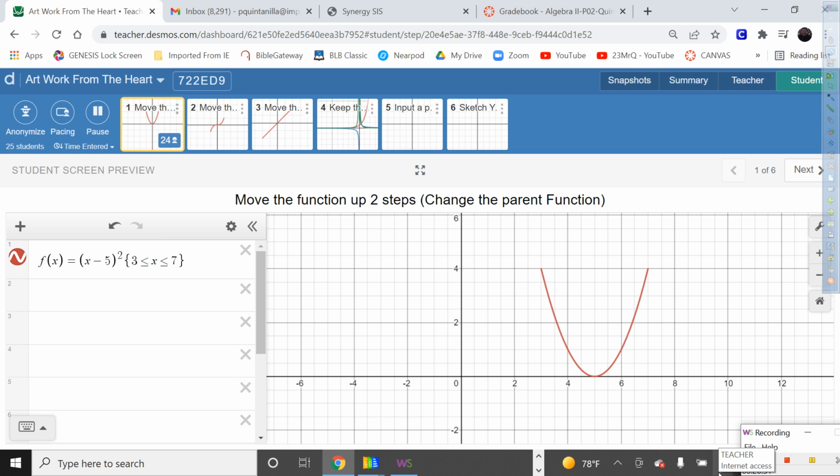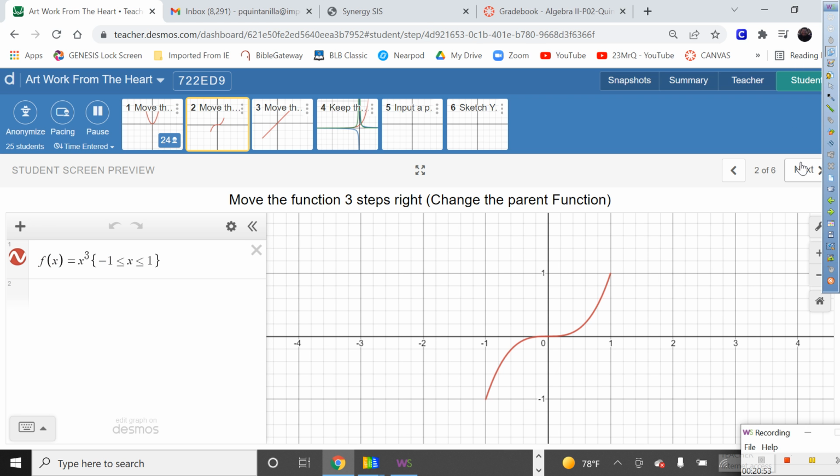Are we doing good? All right, let's go to the next screen. Go to next. It says here, move the function 3 steps to the right. So first thing I want you to do, look up, take off the domain for right now, and move that parent function 3 to the right. Tell your neighbor what to do to that function, please. 3 to the right.